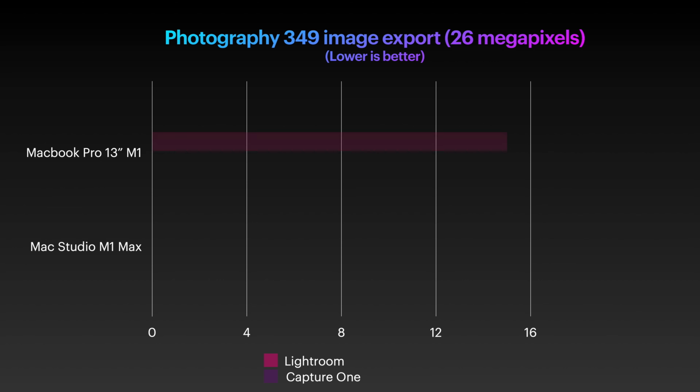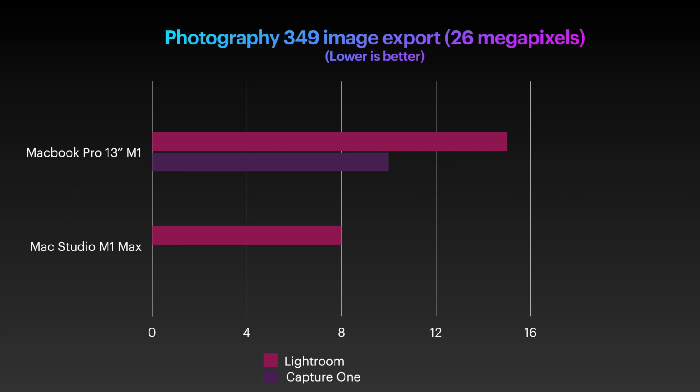Let's talk about performance. Here I'm going to focus on apps that I use for content creation, so if I don't cover an application that you use, in the comments I'll leave a link to other reviews that cover all of the popular content creation apps. When it comes to photo editing, exporting 349 images from my X-T3 took 15 minutes in Lightroom on my M1 MacBook Pro and 10 minutes in Capture One. By the way, if you're not using Capture One, it's time to grow up. I'm only kidding. Not really. On the Mac Studio, that same export took 8 minutes in Lightroom and 3 minutes in Capture One.